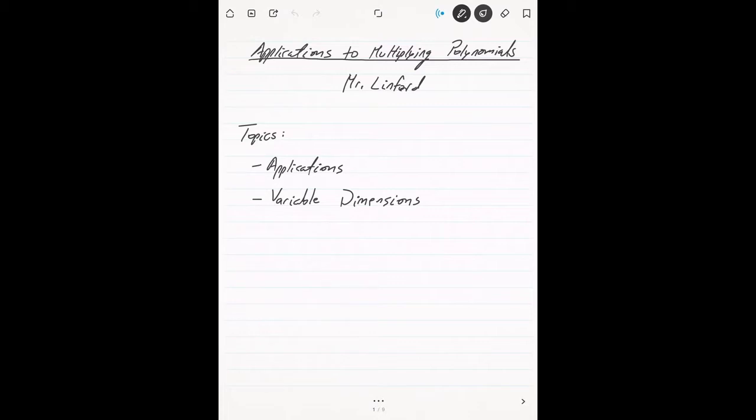In today's presentation, we're going to be discussing applications to polynomial multiplication. In particular, we're going to be talking about using these applications to solve real-world problems, while also using them to work with variable dimensions and different geometric problems.